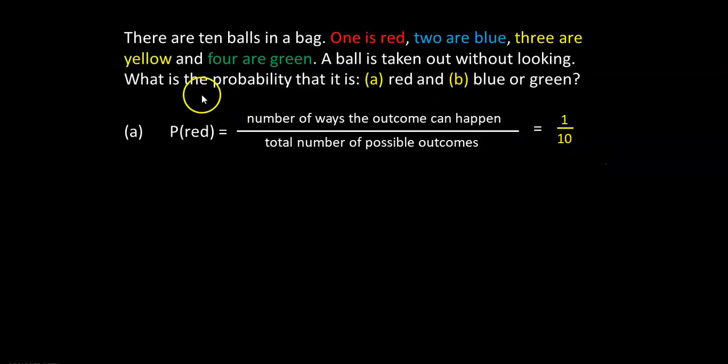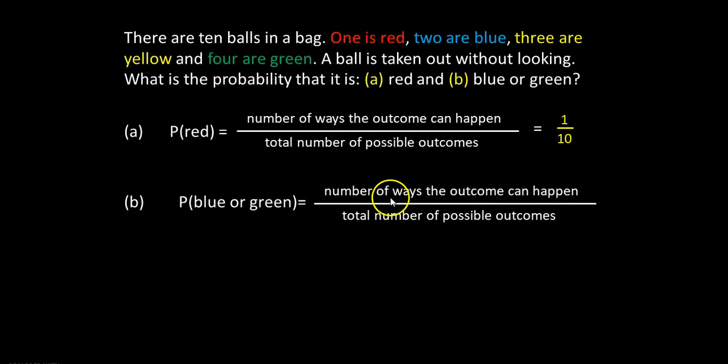Now let us look at the second question, that is, what is the probability that it is blue or green? In this case, we are talking about blue or green. So if you look at the question, there are 2 blue balls and there are 4 green balls. So altogether there are 6 balls. So we can write this as 2 plus 4 divided by 10, which gives us 6 upon 10. This can be simplified to 3/5.